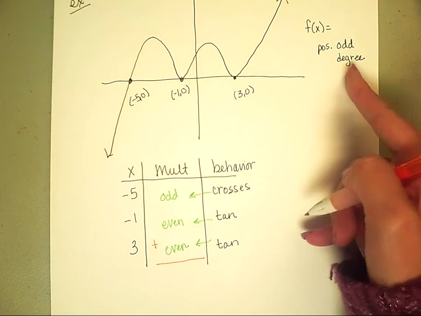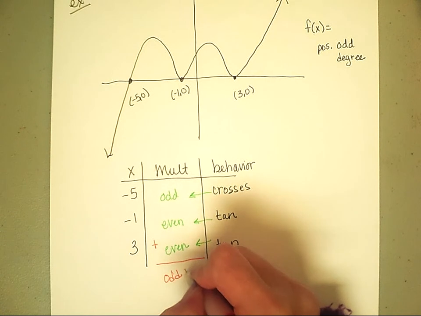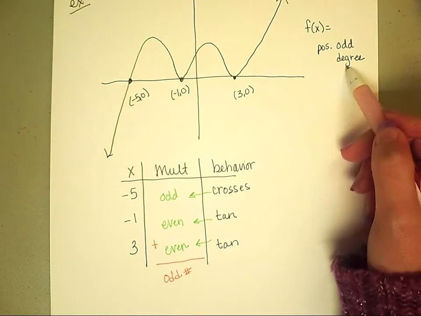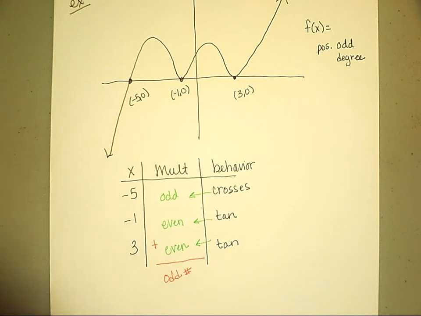So that's all we can really say, but if we were to add these up and we knew what the odd degree is, it would need to be an odd number, okay? Because the multiplicities will need to add up to the degree of the polynomial.